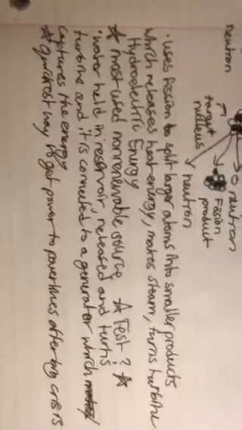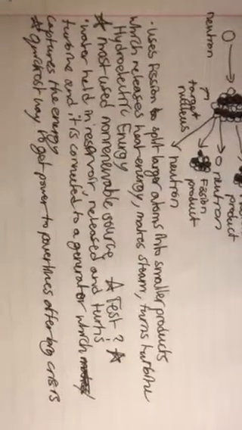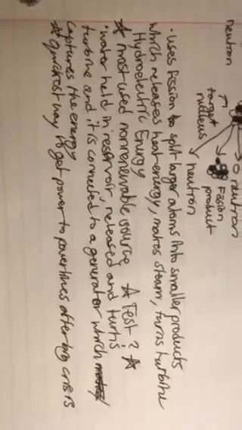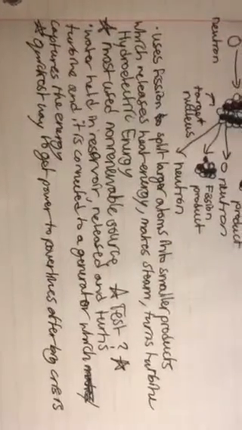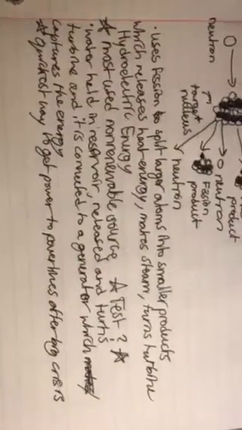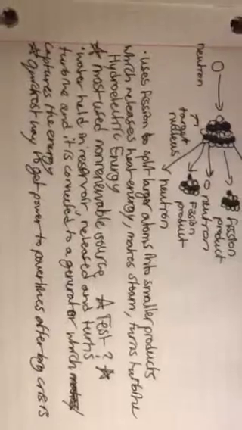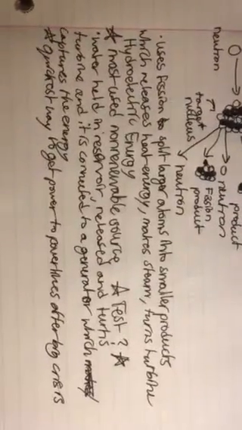The way hydroelectric energy works is that the water held in a reservoir or a dam is released through a tunnel, and it turns a turbine and is connected to a generator which captures the energy and is the most commonly used renewable resource. And the largest one is Three Gorges Dam, and I also got that one wrong.